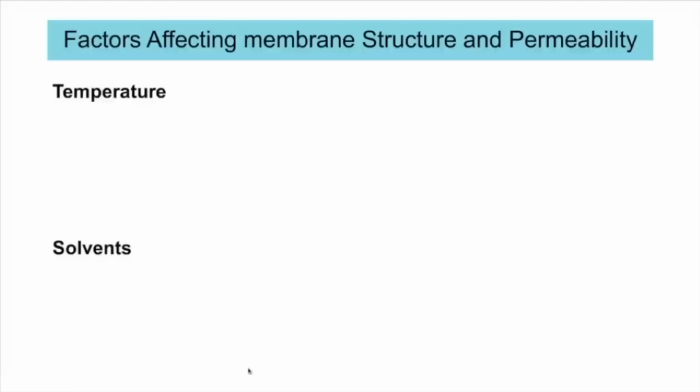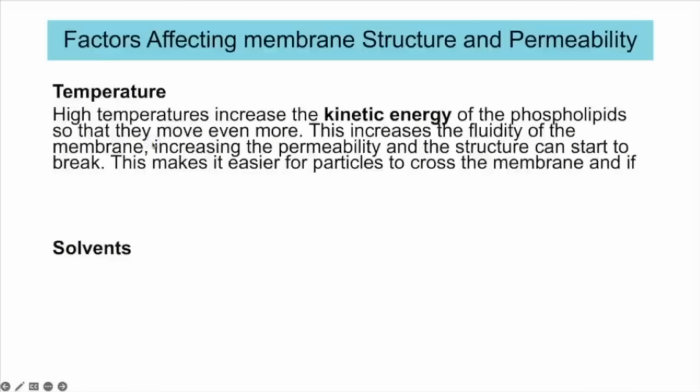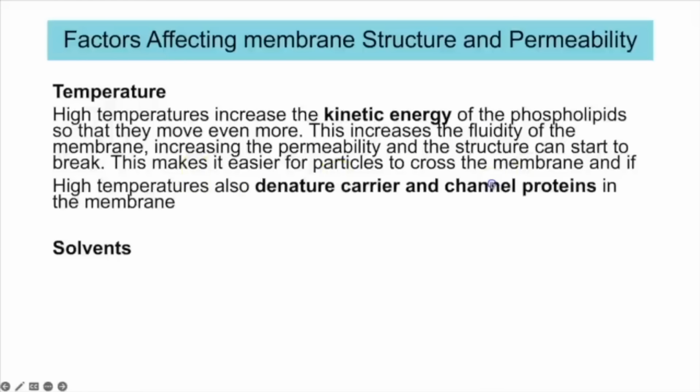So these membranes are affected by certain factors. Temperature does have an effect on the structure and the permeability of that phospholipid bilayer. And there's two reasons why. Firstly, at high temperatures, it increases the kinetic energy of those phospholipids, so they're going to have even more movement. And that increase in the fluidity of the membrane means that there's going to be larger gaps periodically between the phospholipids, and therefore the permeability increases, and it makes it easier for particles to cross the membrane.